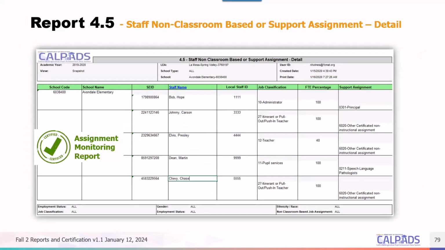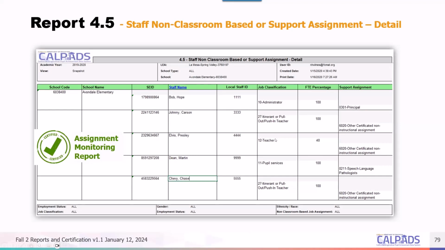Report 4.5, non-classroom-based assignment. So those teaching assignments are the course sections reported and have seeds attached to them. But all your pupil services and administrators will have non-classroom-based assignments reported. Some of your teachers might have non-classroom-based assignments, even if they are teaching students. That's perfectly normal and acceptable. You might teach one course and be a mentor teacher the rest of the time.